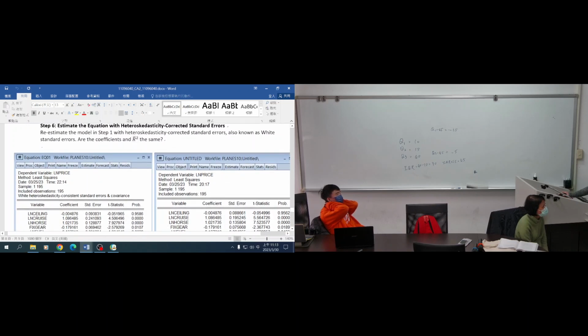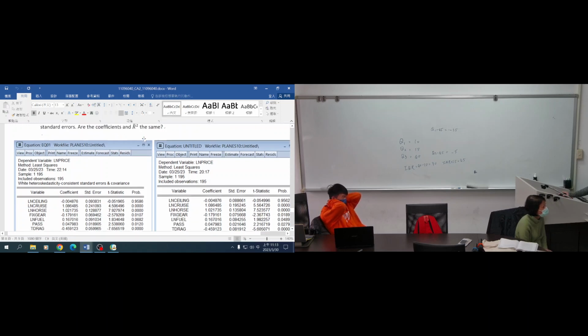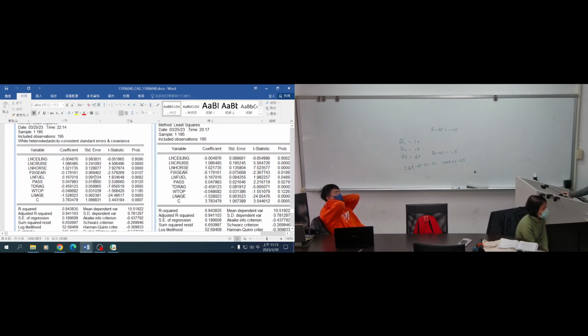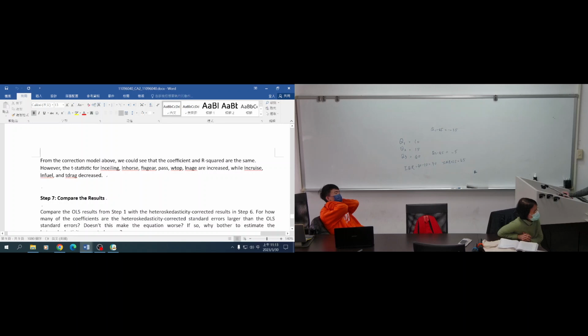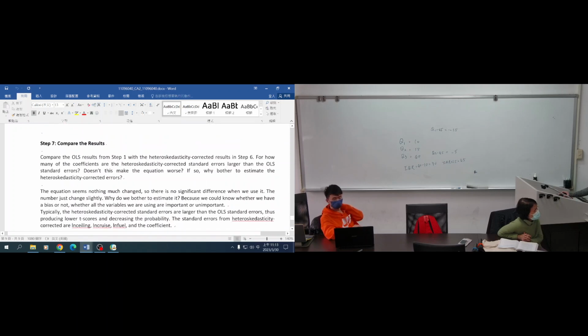And this is the heteroscedasticity corrected standard error model. The coefficients are still the same, but for the standard errors, some of them are increased and some of them are decreased. LN sailing, LN horse, fixed gear, pass, W top, and LNH are increased, while LN cruise, LN fuel, and T drag are decreased.